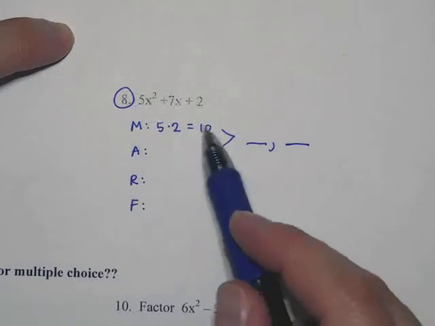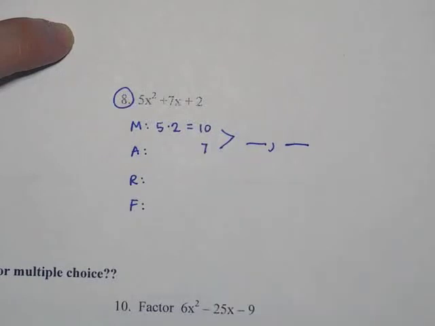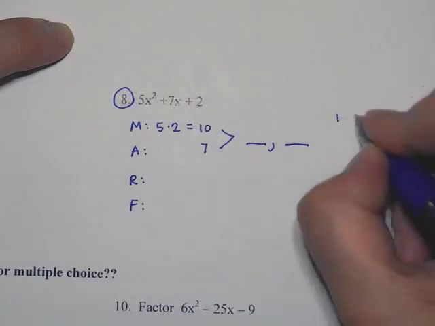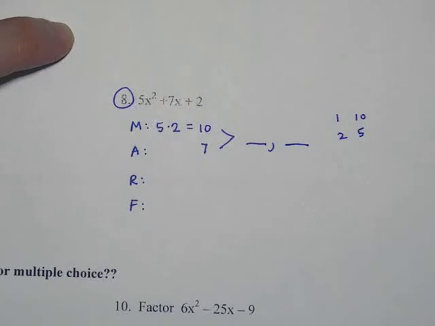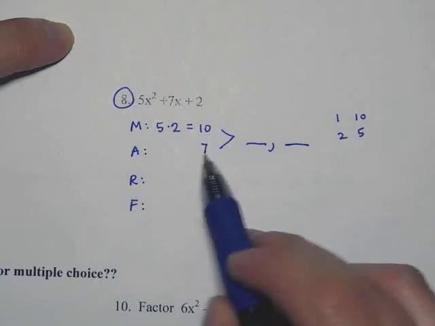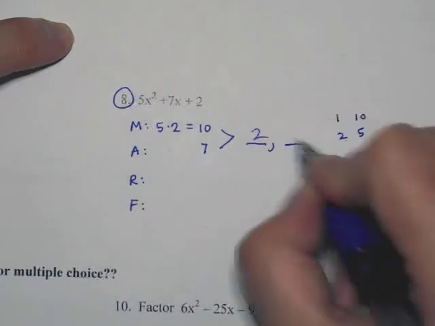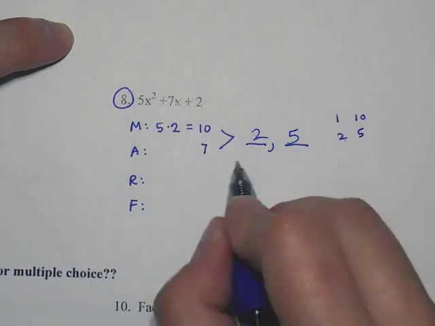So what I want you to do if you struggle is to take the M number, this multiply number, and list all the factor pairs. So 1 and 10, 2 and 5, and that's it for 10. Sometimes there's a lot more than that, but 10 only has a couple of factor pairs. Well, 1 plus 10 is not 7, but 2 plus 5 is 7. So 2 and 5 multiply together to be 10, and they add together to be 7.